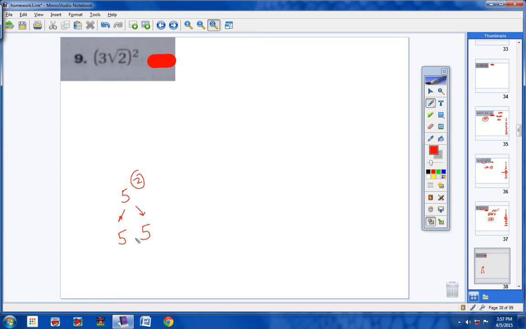Twice. And then multiply. That's what 5 squared means. So, if I have 3 square root of 2 squared, that simply means write 3 square root of 2 twice. And then multiply. Outside number times outside number would be 9. Inside number times inside number would be 4.